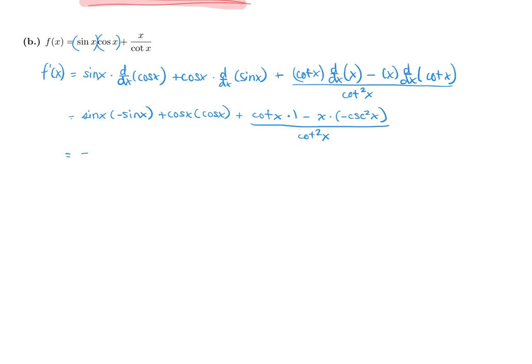So we end up with a negative sine squared x plus a cosine squared x. Unfortunately, that means we can't use our Pythagorean identity and make this 1 because it's a negative and not a positive.